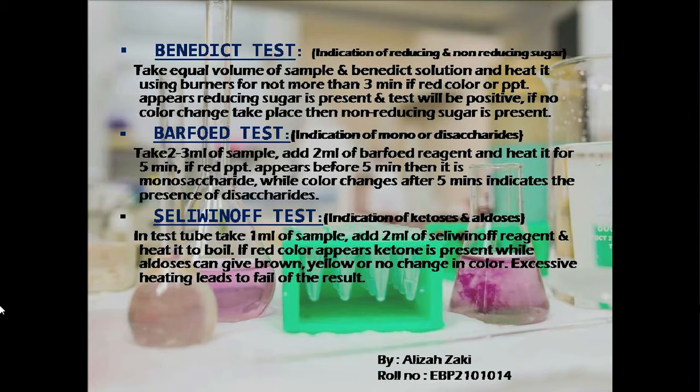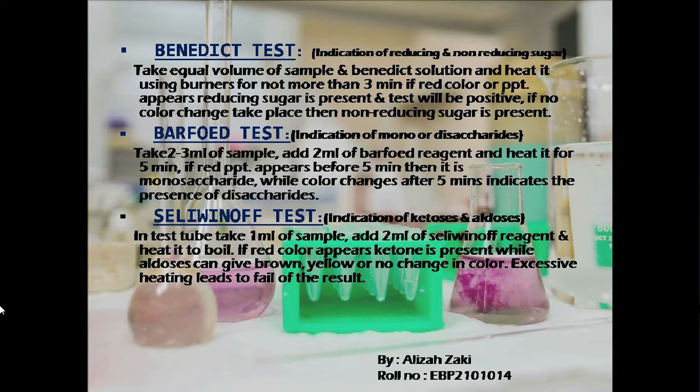Fourth test, Barfoed test. Take 2 to 3 ml of sample and add 2 ml of Barfoed reagent and heat it for 5 minutes. Here we heat for 5 minutes, whereas in Benedict test we heat not more than 3 minutes. So after 5 minutes we have to observe that if the color is appearing, then we have to say that there is a presence of disaccharide. But if the precipitate appears before 5 minutes, then it is monosaccharide. It is completed.